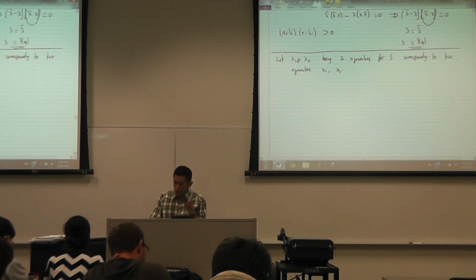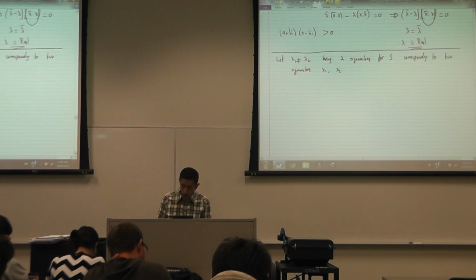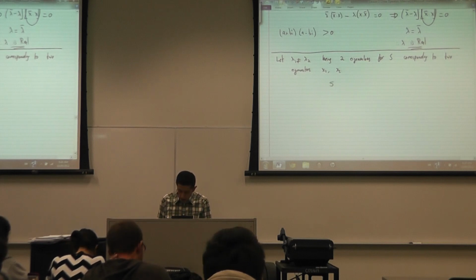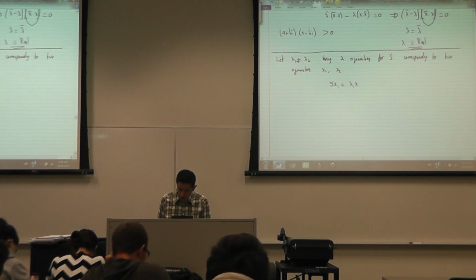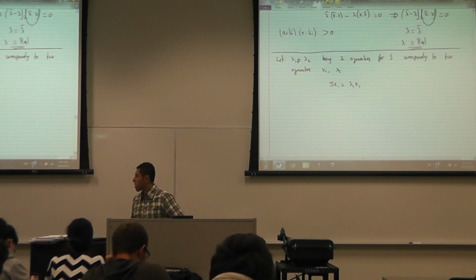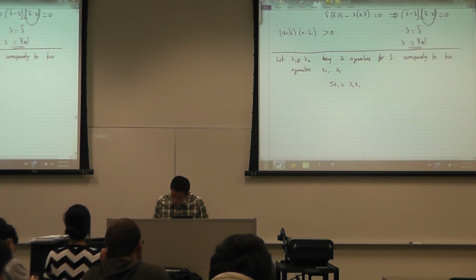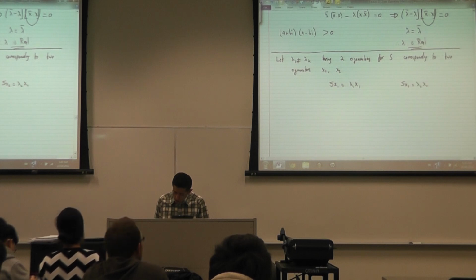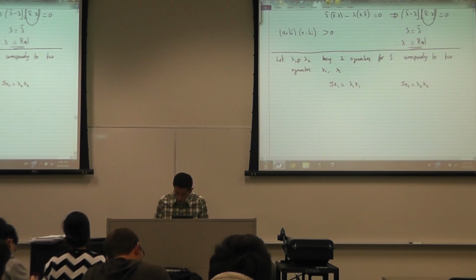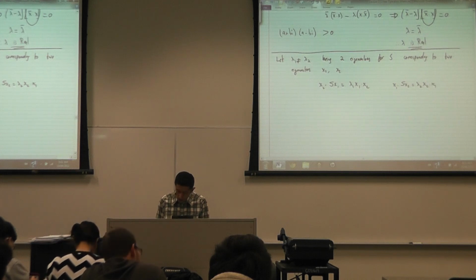Again, I'm going to do exactly what I did in the previous proof. S x1 is equal to lambda 1 x1. This is the first eigenvalue and eigenvector. And S x2 is equal to lambda 2 x2. I'm going to take the dot product with x2 and the dot product with x1. And utilize, again, it's all in the symmetry of S.